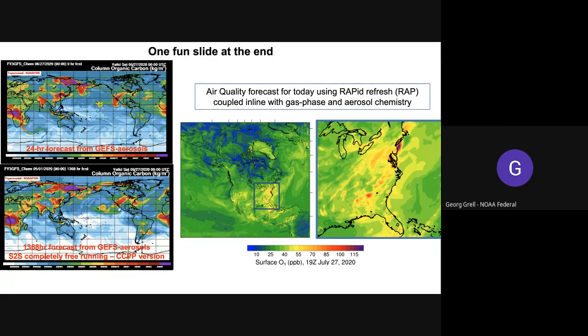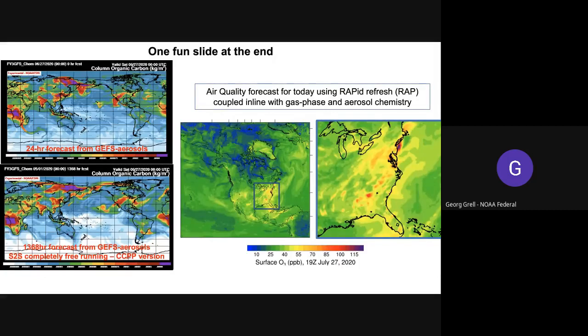And on the left side, I'd like to show this one because it is very unique. The upper one is GEFS aerosols, NUOPS, and the lower one is the CCPP version. The upper one is a one-day forecast. The lower one is an S2S one. It's a two-month free-running forecast. And it's really interesting to see how similar the column organic carbon is in both of these runs.